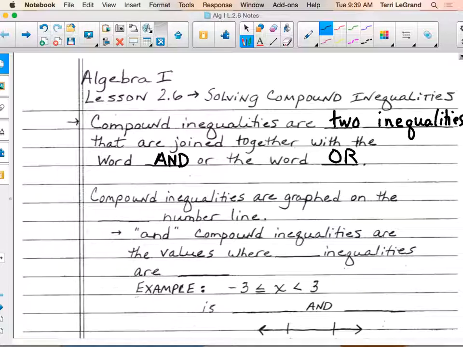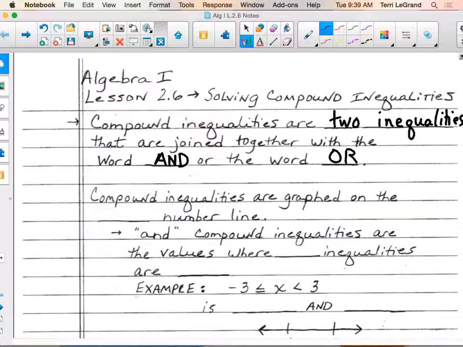Union. So in an or compound inequality, we put the solution set from one together with the solution set from the other. We call it a union, and they don't have to have anything that they share. They're going to come together and create the solution set for the compound inequality or, because or means what? What does or mean? One or the other.